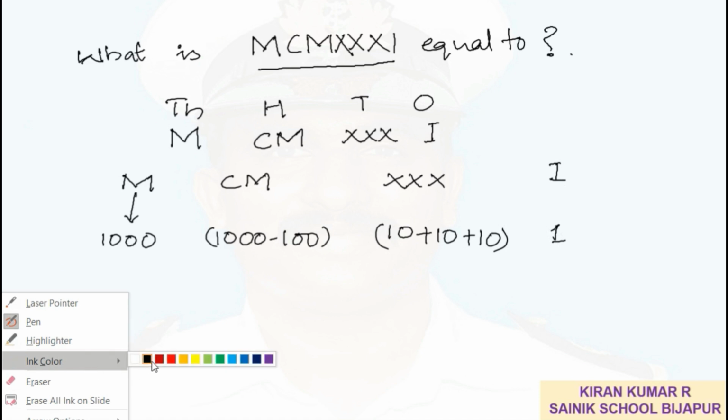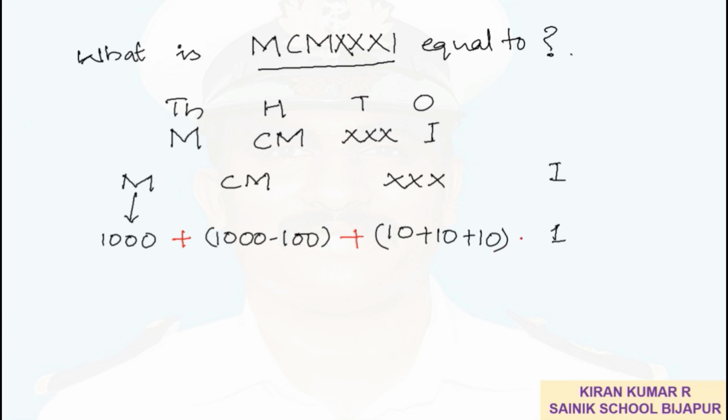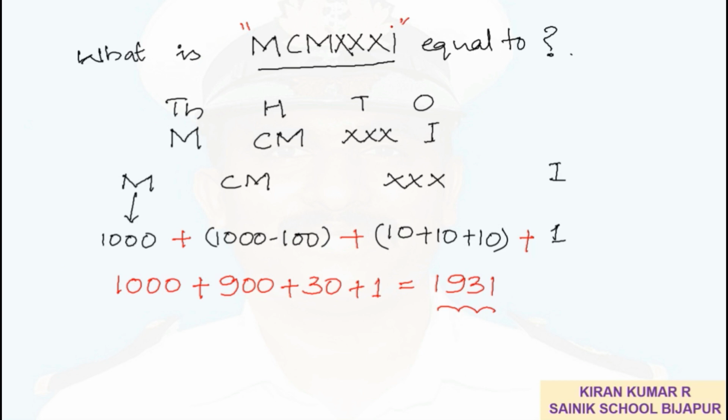Now we need to add these places. Upon addition, what do we get? This is 1000 added to 900 added to 30 added to 1. So the total sum becomes 1931. So 1931 is same as MCMXXXI. And observe, all these letters which are written in the Roman numeral are capital letters. We don't use small letters for writing a Roman number. We always use capital letters.